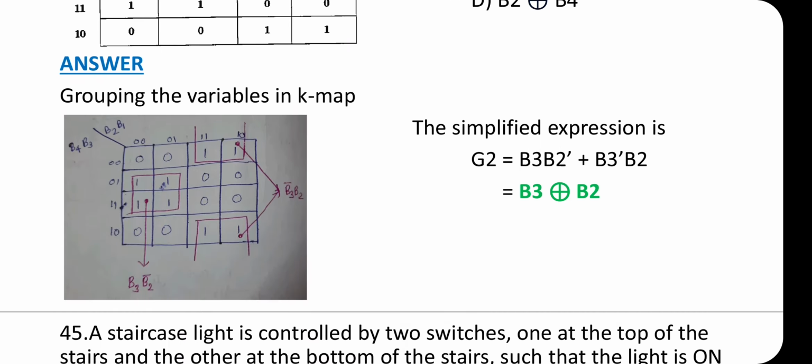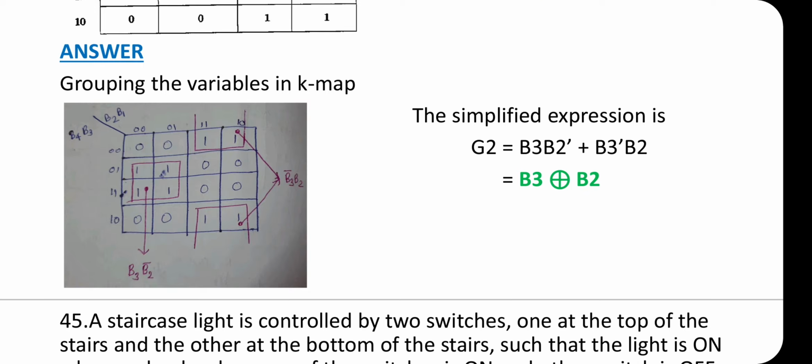Grouping the variables in the K-map. Consider the first grouping. Here row wise B3 variable is not changing and column wise variable B2 bar is not changing. Consider the second grouping. Here row wise variable B3 bar is not changing and column wise B2 is not changing. Therefore the simplified expression of G2 equal to B3 B2 bar plus B3 bar B2, that is B3 XOR B2.